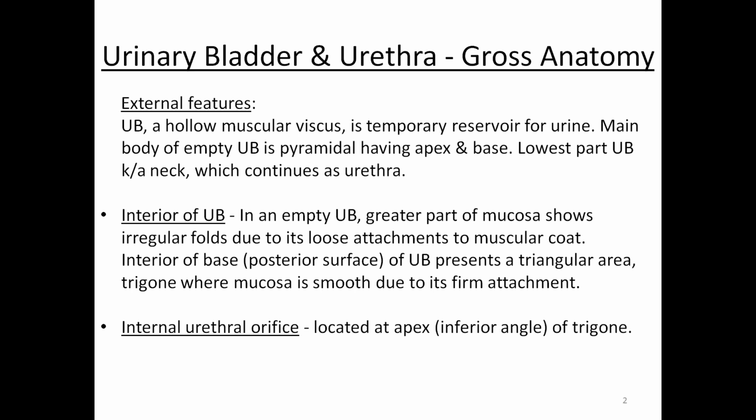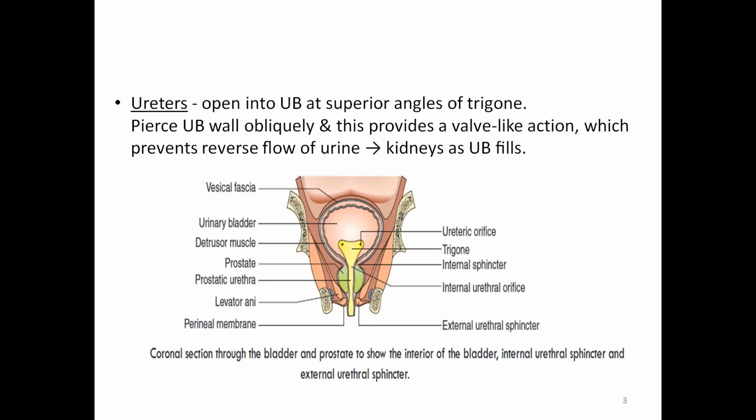Then the interior of the bladder. So in an empty urinary bladder, the greater part of the mucosa shows irregular folds due to its loose attachment to the muscular coat. And the interior of the base, which is actually the posterior surface of the bladder, presents a triangular area, which is known as the trigone. And here the mucosa is smooth because of its firm attachment. So let's have a look.